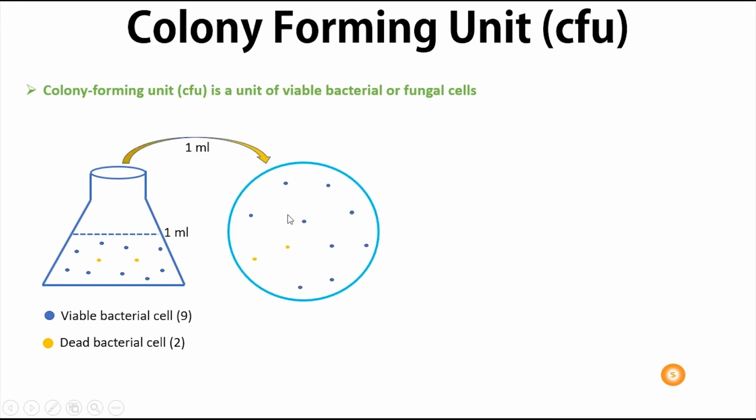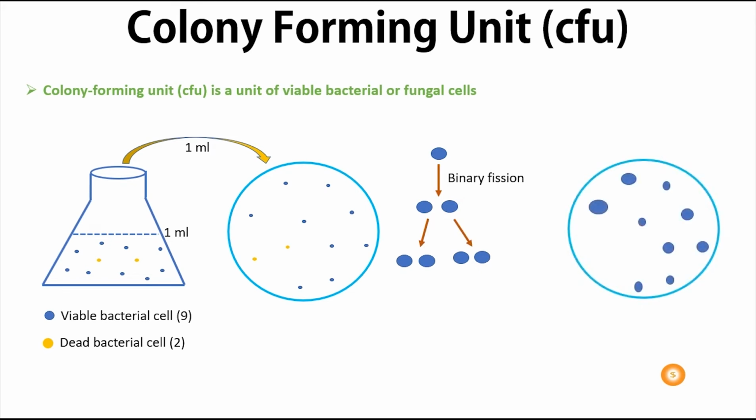plate. As viable bacterial cells multiply by binary fission, bacterial colonies will appear on the agar plate. By counting these bacterial colonies, we can know the viable bacterial cells in the initial bacterial suspension. Importance of CFU. CFU gives us information about the viable bacterial concentration of a bacterial suspension.